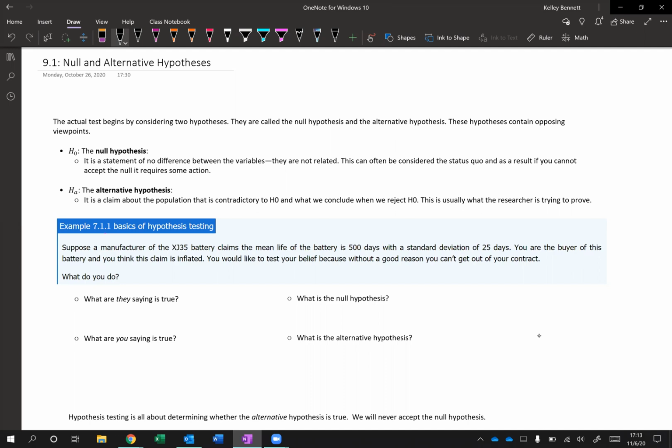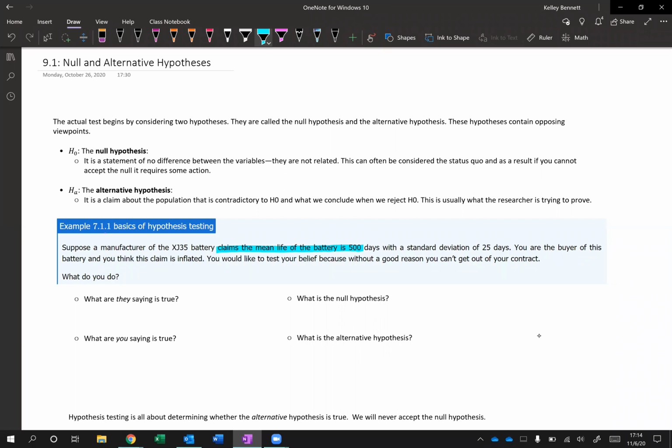So in general, the idea of hypothesis testing is we're evaluating a claim that someone else is making, in this case, the manufacturer of the XJ35 battery, and we want to be able to support the alternative hypothesis with a sample. And so that's really all going to lean on the central limit theorem and everything we've done so far in chapters 7 and 8. But let's just kind of parse it out, stating the null and alternative hypothesis. So what are they saying is true? So they are making a claim on the mean life of the battery.